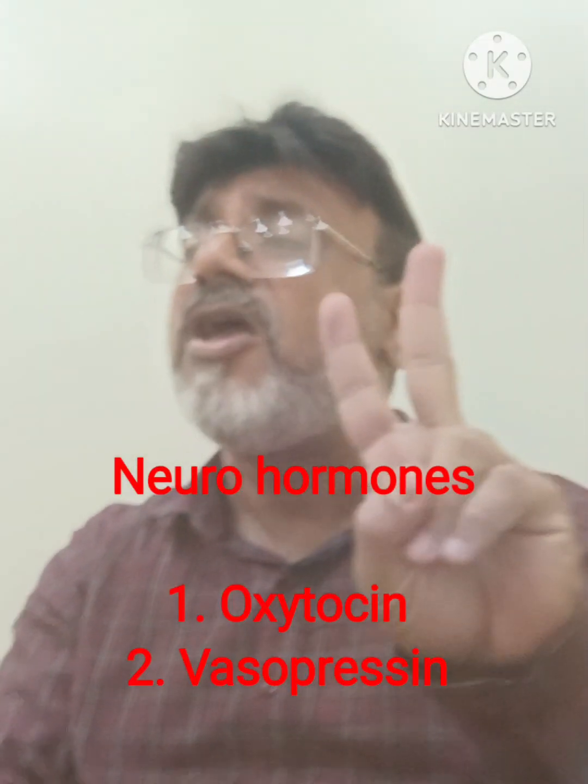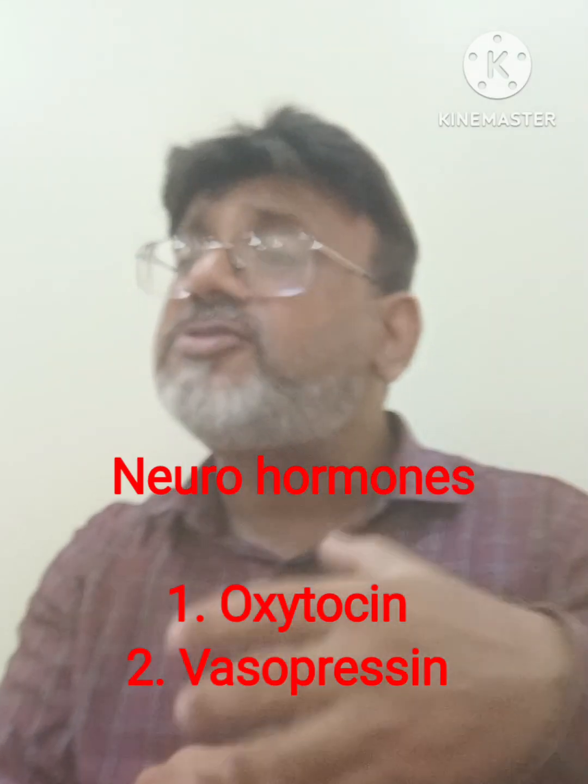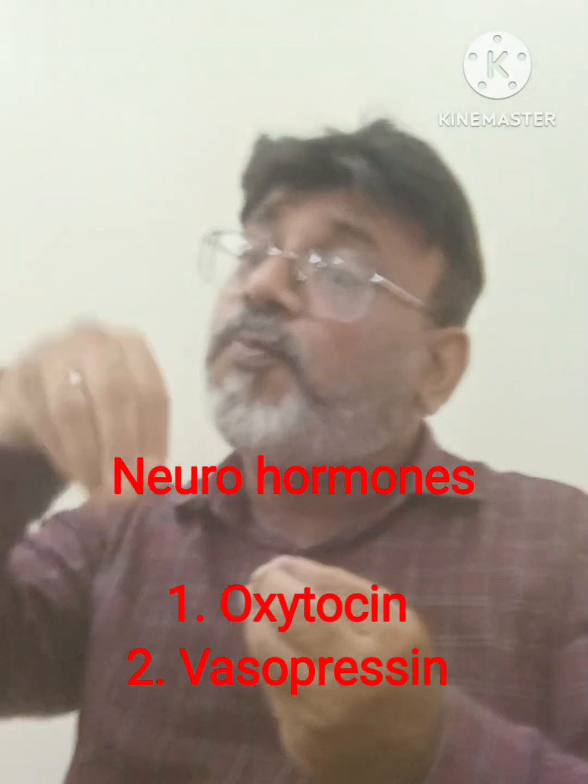Two neurohormones, namely oxytocin and vasopressin, are produced in the hypothalamus and are sent to the posterior pituitary for storage. These hormones are released from the posterior pituitary when needed. That means the posterior pituitary doesn't produce any hormone. It stores the hormones coming from the hypothalamus, and those two hormones are called neurohormones. What are those neurohormones? One is oxytocin, another is vasopressin. They are produced in the hypothalamus, then sent to the posterior pituitary for storage, and released when needed.